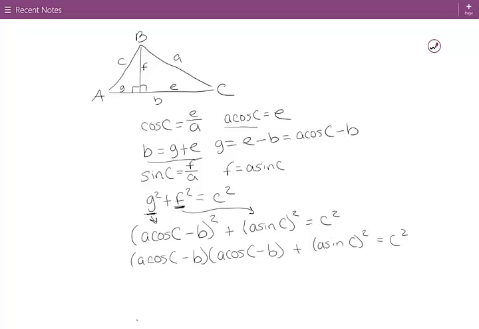Now using front, outer, inner, last, that looks like a squared cosine squared of C. That was front. Outer would be minus BA cosine of C. Inner, minus BA cosine of C, and last would be plus b squared. We're going to add it, so if I square A sine of C, that's just going to be a squared sine squared of C, and that's equal to little c squared.